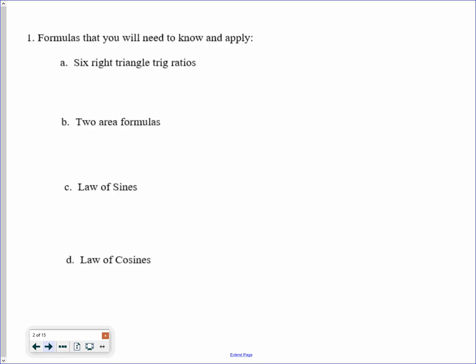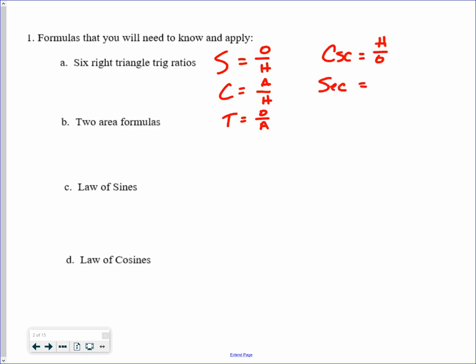So here we go. There are going to be 6 right triangle trig ratios that you're going to need to know. Sine is equal to opposite over hypotenuse, cosine is equal to adjacent over hypotenuse, tangent is equal to opposite over adjacent, and then cosecant is equal to hypotenuse over opposite, secant is equal to hypotenuse over adjacent, and then cotangent is equal to adjacent over opposite. So again, the 6 trigonometric ratios.